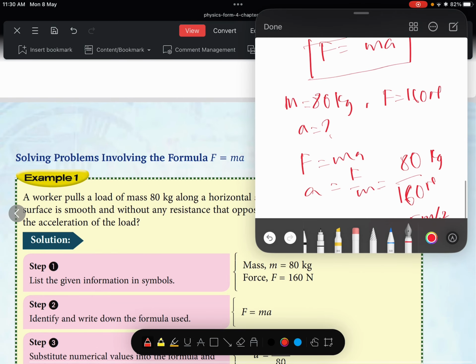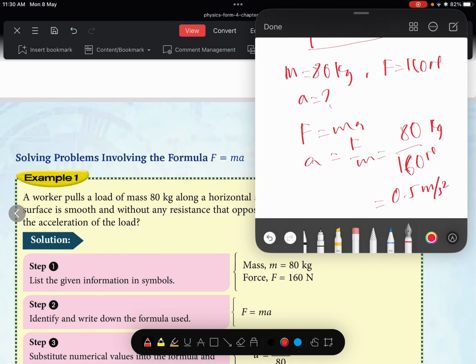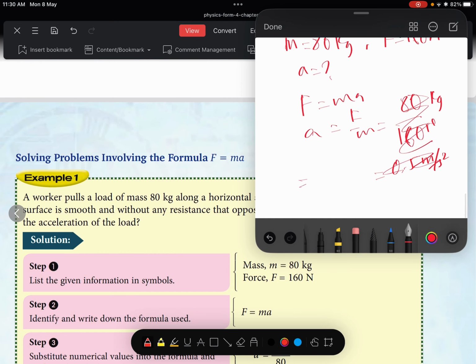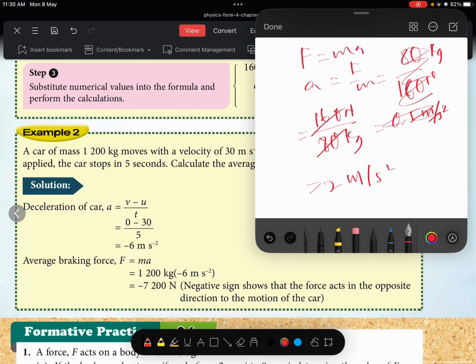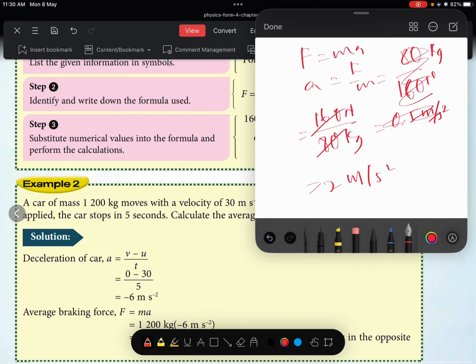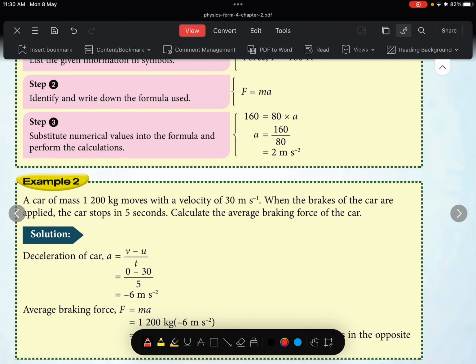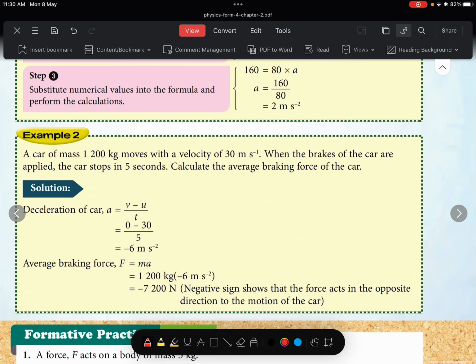Okay, I think I made a mistake here. Let's do it again. F is 160 Newton divided by 80 kilogram. Cancel out the units, and you get 2 meter per second squared. So here's the answer. Then you can go on with the second example. Read it yourself.